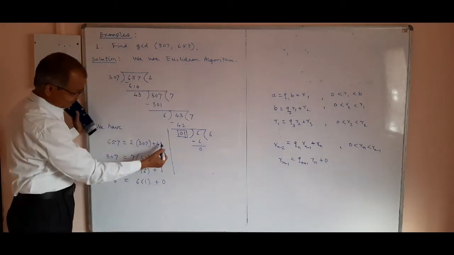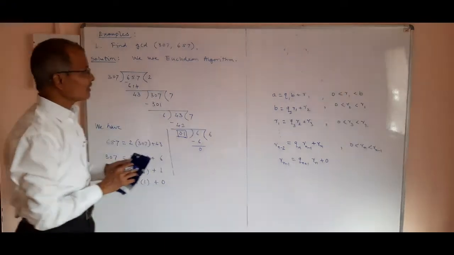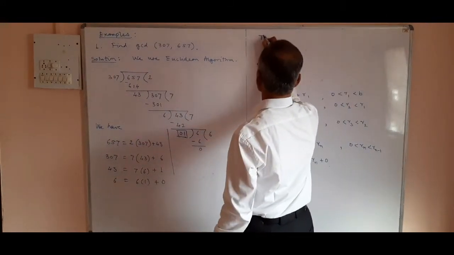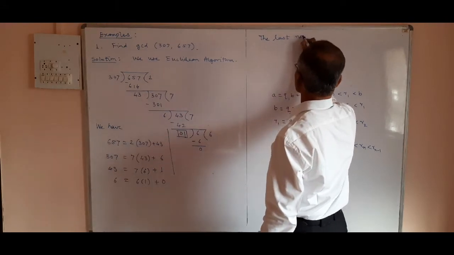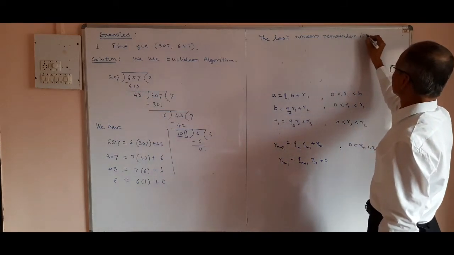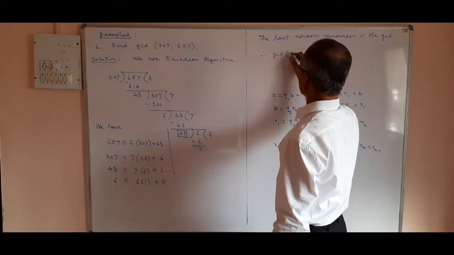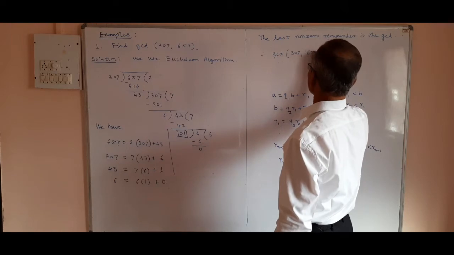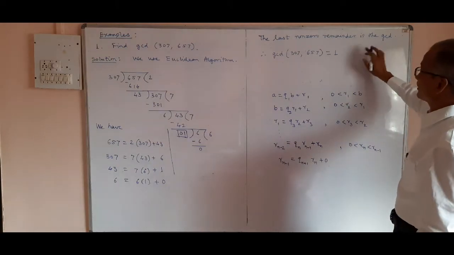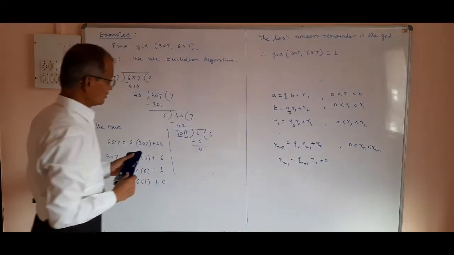And these are the remainders you see, 43, 6, 1 and 0. And the last non-zero remainder is 1. So therefore, the GCD is the last non-zero remainder. And therefore, GCD of 307 and 657 is equal to 1. So the last non-zero remainder is 1 and therefore that is the GCD. So this is the procedure used in a Euclidean algorithm.